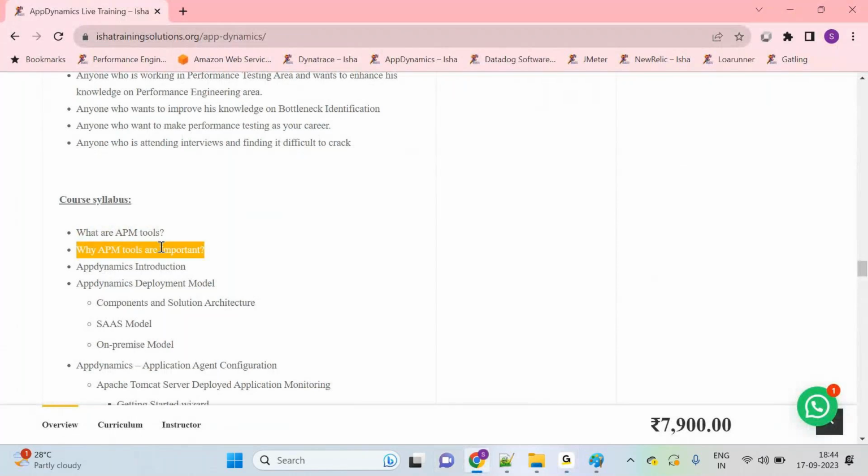So what APM tools are, at least now we have a fair understanding. Why we have to learn APM tools, what is the importance of the tool: you don't have to learn a lot of tools for a single activity; with a single tool you can do a lot of activities. And when you are doing any testing, these APM tools help you add value to your report by providing additional value. That is the reason everybody is learning this tool nowadays.